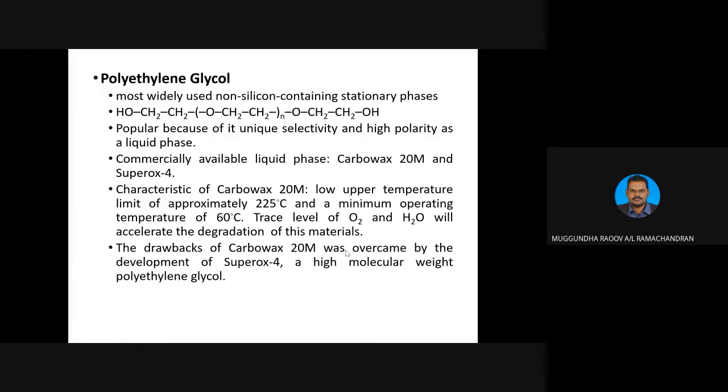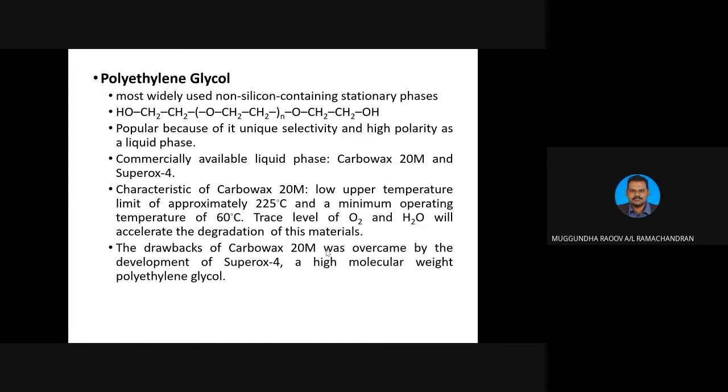So this is the example of polyethylene glycol, which is the most widely used non-silicon containing stationary phase. It is popular because of the unique selectivity and high polarity as a liquid phase. The most common ones are Carbowax 20M and Superox 4. The characteristics are given here and the drawbacks are also given here.